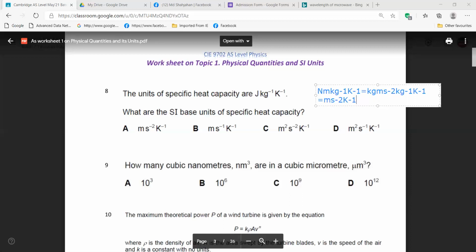Yes, sir. Done. Then next question, 9. How many cubic nanometers are in a cubic micrometer? Wait, sir, I think I can do it.